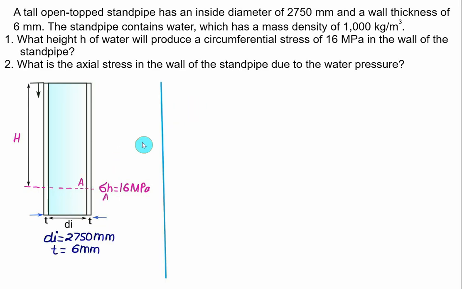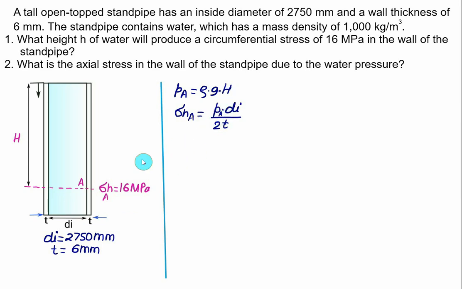So at point A we have pressure PA given as a product of rho multiplied by g multiplied by the depth H, and the hoop stress at point A is given as the product of pressure multiplied by internal diameter di, divided by 2 times the thickness t. From this equation we can calculate pressure. Once we know the pressure at point A, we can calculate depth H.